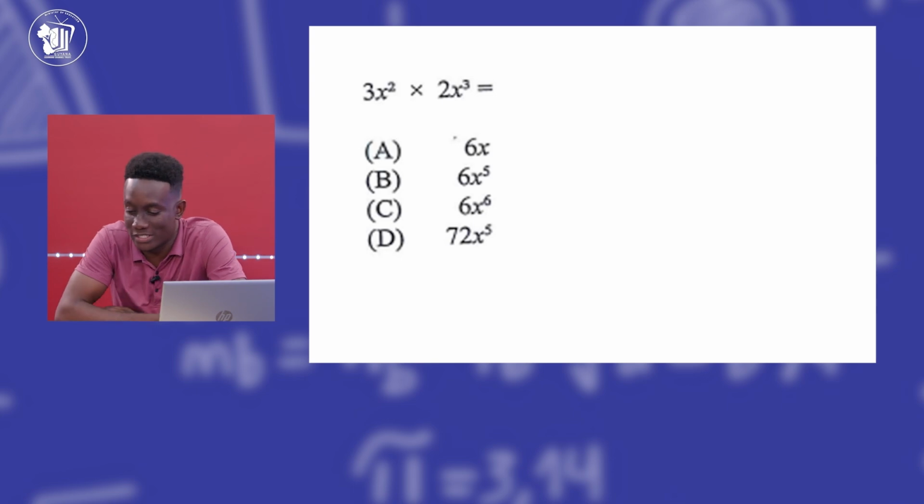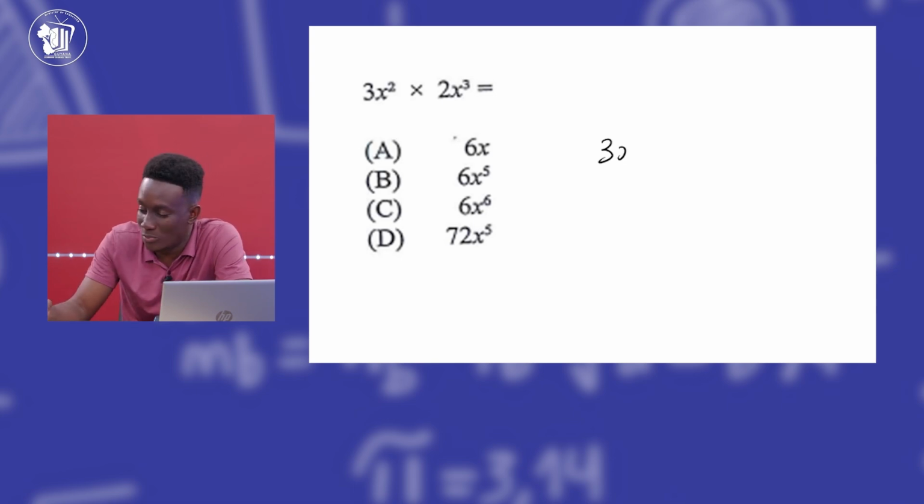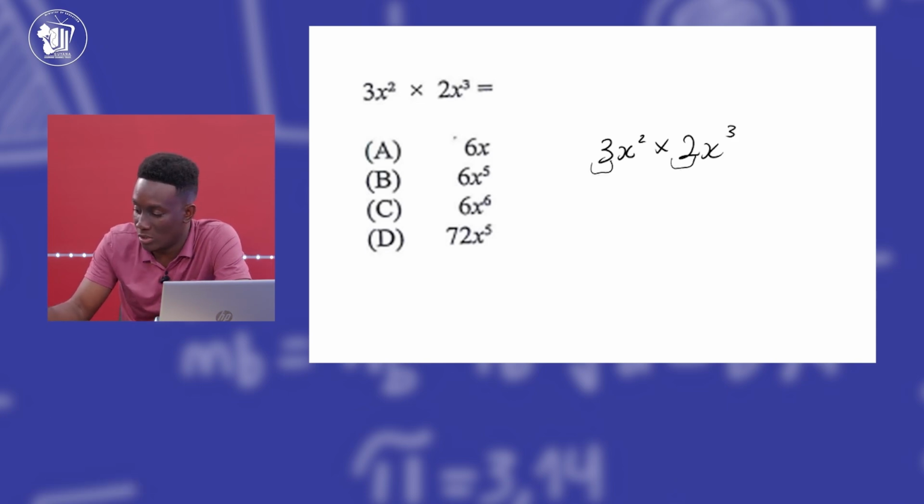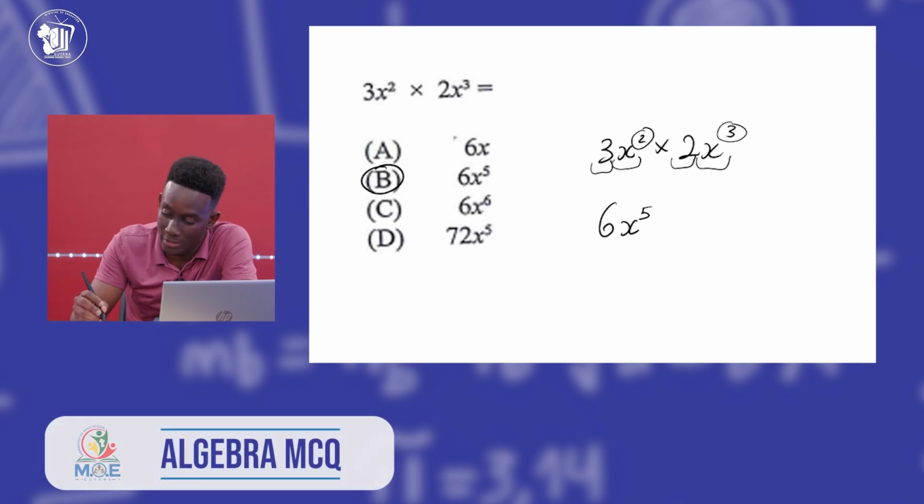So this question says 3x to the second power multiplied by 2x to the third power. And they want to know what's the answer for this. So for this, we multiply the numbers, so 3 times 2 is 6. And x to the second power times x to the third power, we put back the base and we add the powers. 2 plus 3 would give me 5. So 6x to the fifth power, which will simply give me B as the answer.